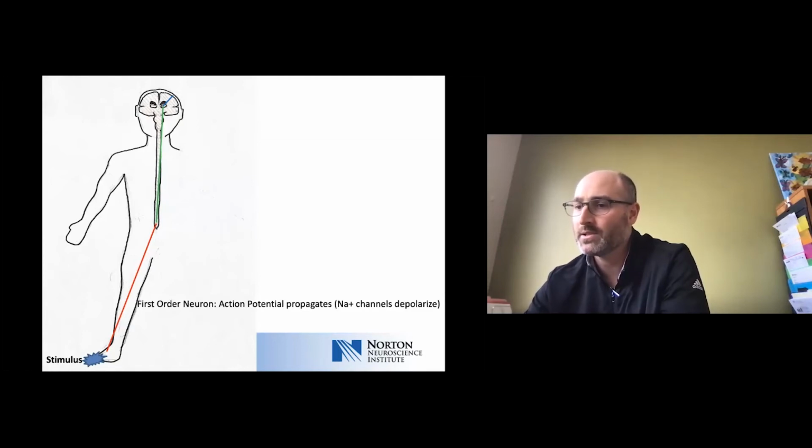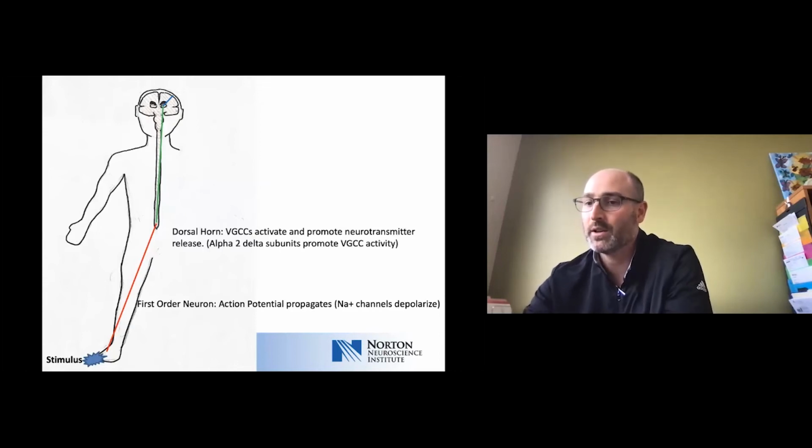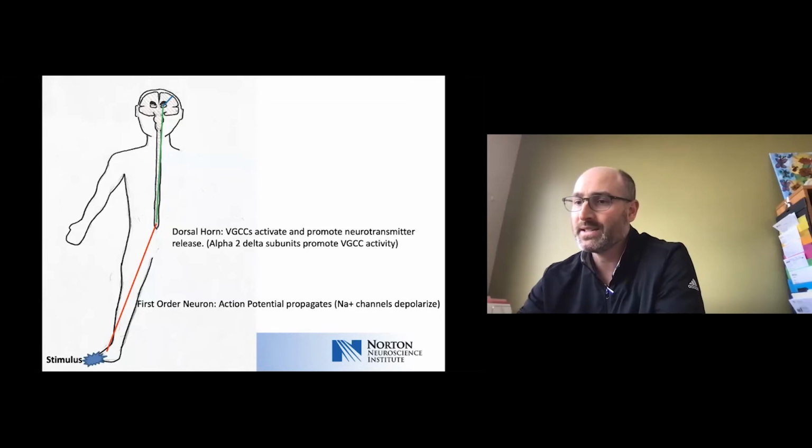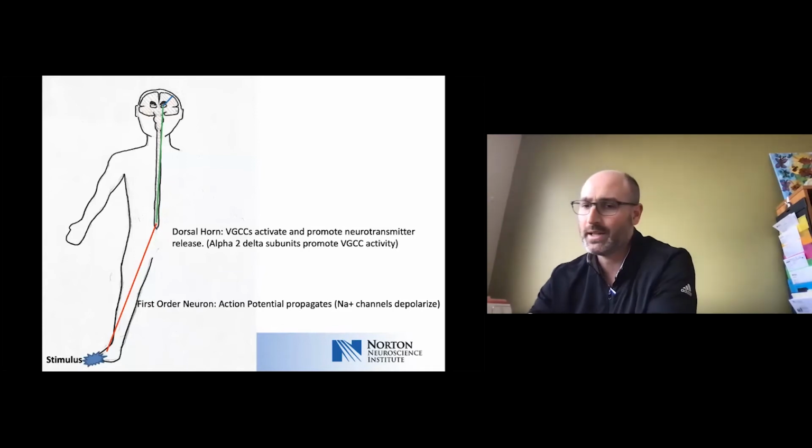And remember that sodium channels play an important role in depolarization of those ion channels. They're not the only channel, but they play an important role, as we'll see here in a little bit. And when that signal enters the spinal cord, it's going to synapse in the dorsal horn. And at those presynaptic terminals, voltage-gated calcium channels are going to activate. And that's going to lead to an influx of calcium and thereafter neurotransmitter release. And the relevant point here is that alpha-2 delta subunits are going to promote voltage-gated calcium channel activity.